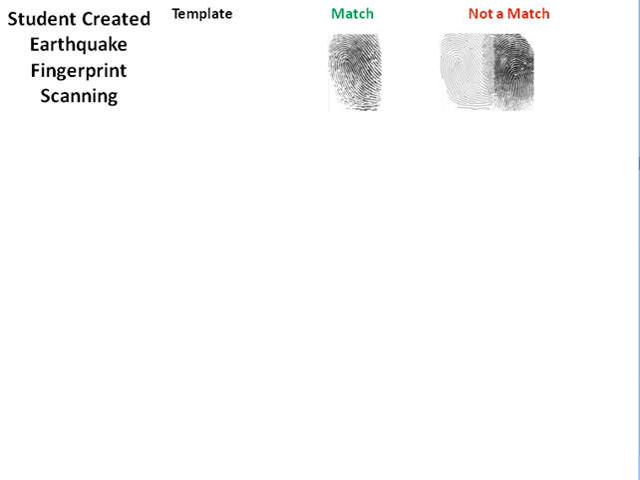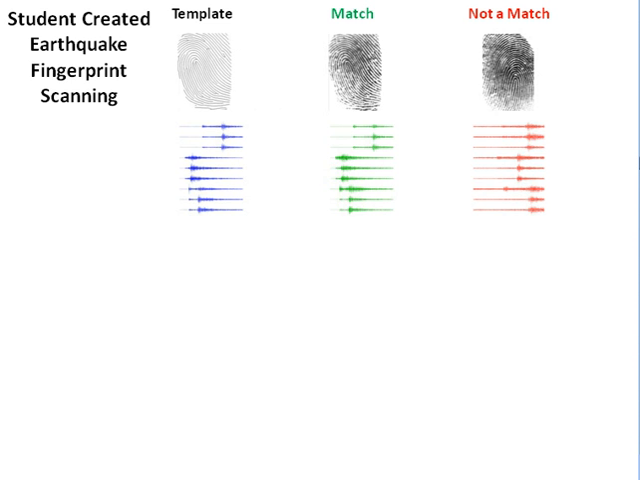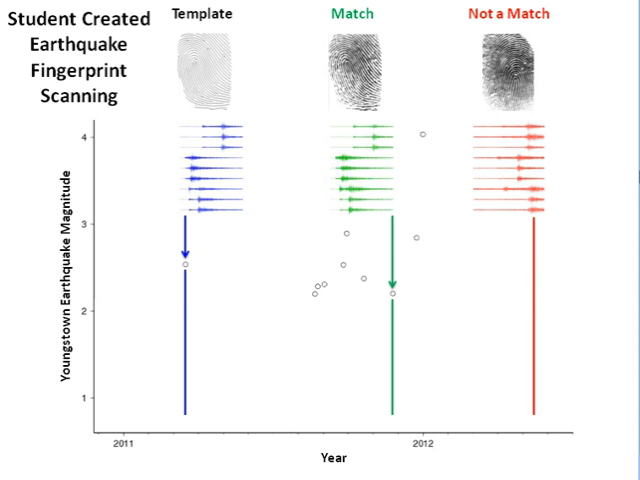A similar pattern comparison can be made for earthquake observations, where seismic wave recordings at a variety of sensors are used like fingerprints. Each set of wiggles represents the ground vibrations from a different earthquake observed by sensors in Ohio and Pennsylvania a few years ago.